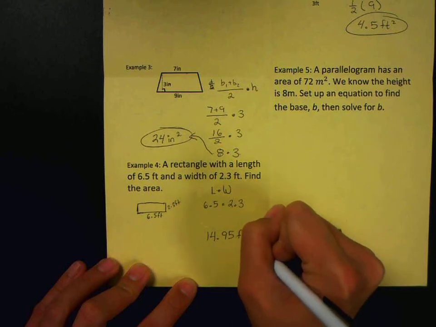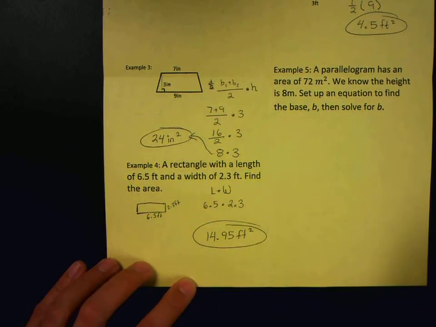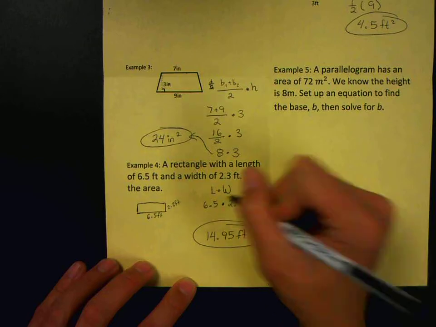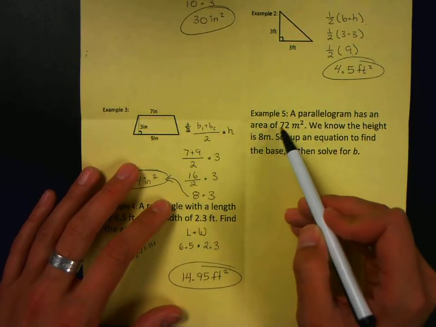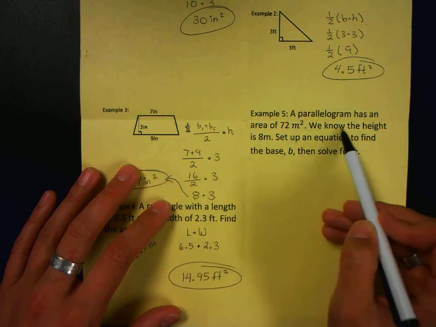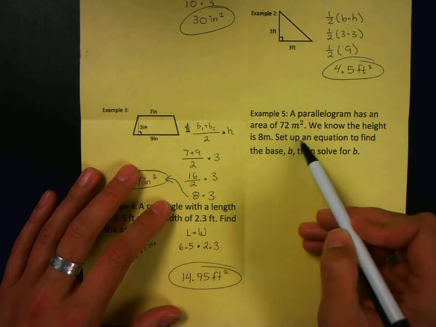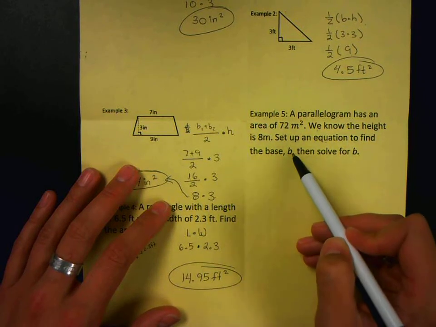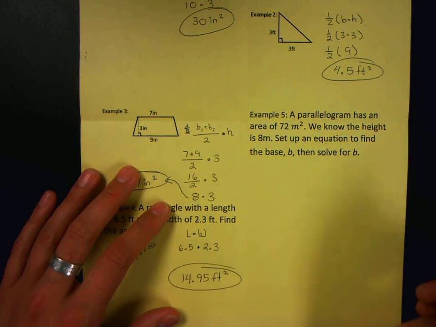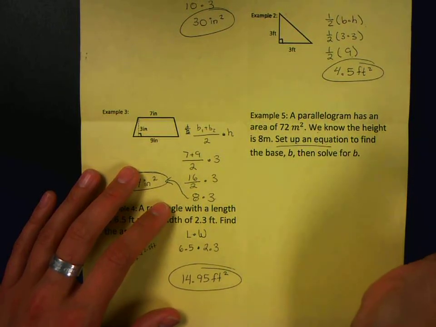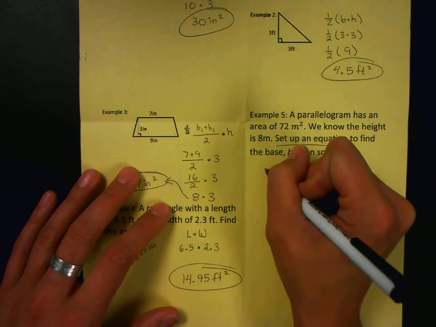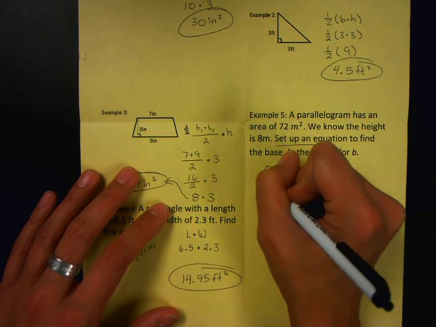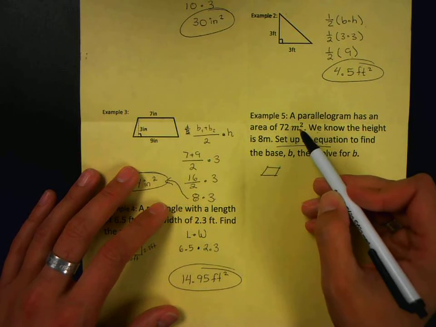All right, our last one, example 5. A parallelogram has an area of 72 meters squared. We know the height is 8 meters. Set up an equation to find the base B, then solve for B. All right, remember, we're setting up an equation, which means we have an equal sign. Okay. Parallelogram, remember our parallelograms are just a tilted square. I know the area. To find the area of a parallelogram, my area equals the base times the height.